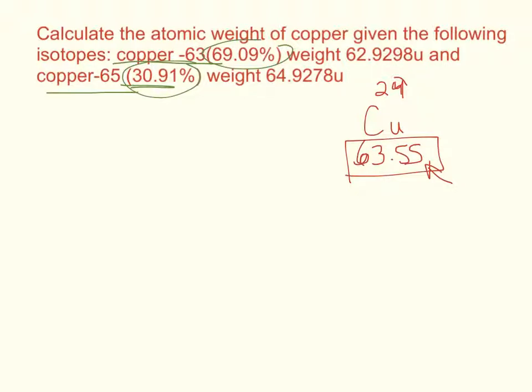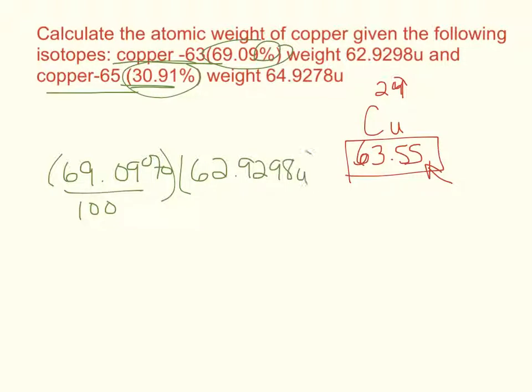So how we're going to set up this question is we're going to use the atomic weights and their percentages, and we'll start with copper 63, so 69.09%, and we're going to have that over 100. The reason we have that over 100 is because we cannot work with a number in its percent form. The percent sign itself tells us it's a fraction of a whole number, and that whole number is 100. And we're going to multiply that by its actual atomic weight, which is 62.9298 units. And we're going to add that to the other isotope, copper 65.